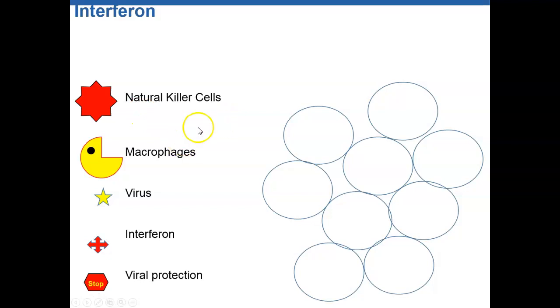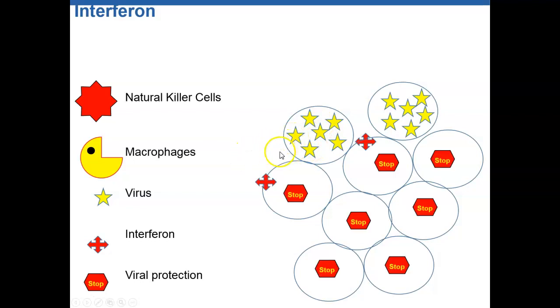So here we have my version of this. So these are all body cells. This is a natural killer cell. These are macrophages, the virus, interferon, and viral protection. So first thing that happens, here we go, we get viruses entering the cell, and then they replicate. So that virus cell is going to secrete interferon, and you can see interferon is going to move to all the neighboring cells. I just put it on 2, but it would move to all the neighboring cells, and I thought I had put it on more.